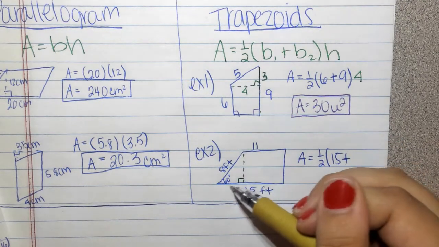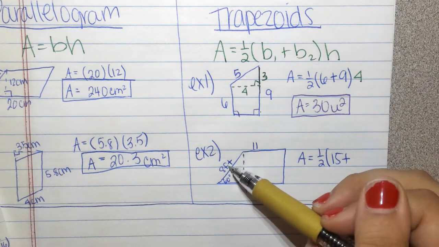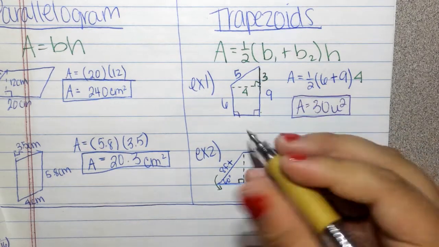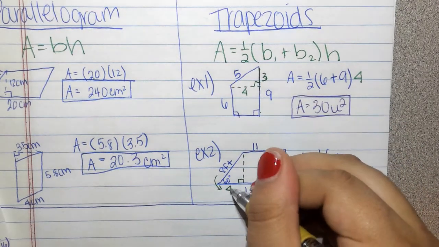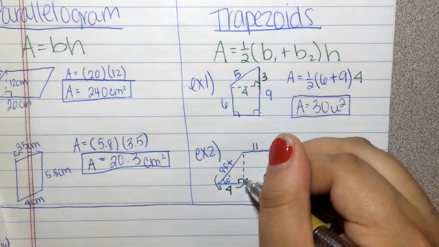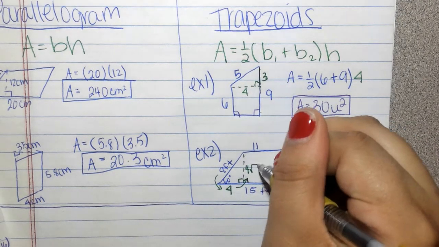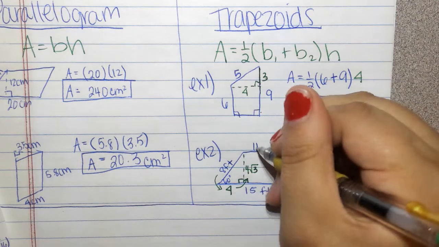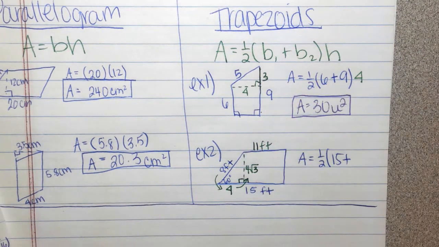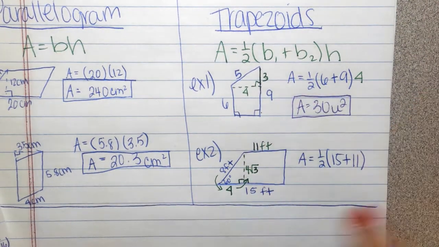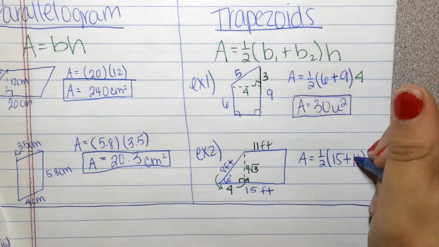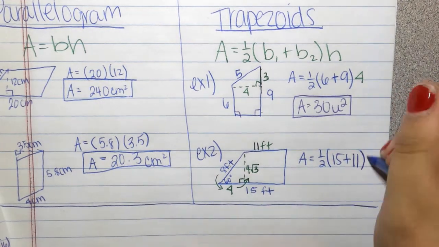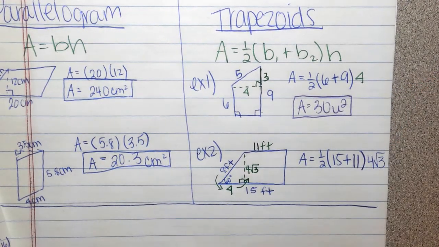And if this is now a 30, 60, 90 triangle, I have 8 going around the 60. I would get 4. And to find my height, multiply by the square root of 3. So if this part was 4 and the whole thing is 15, what's the top? 11. And then my height is 4 square roots of 3.